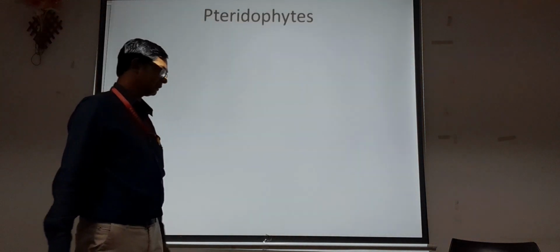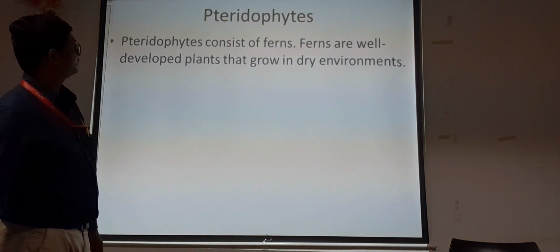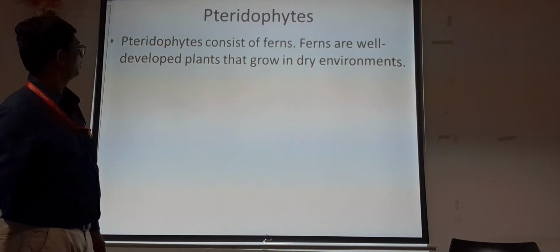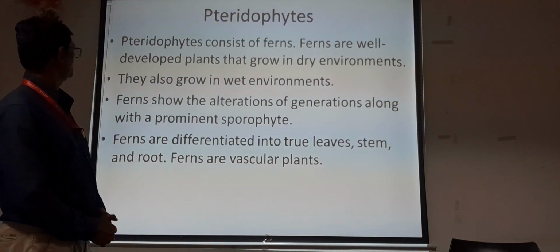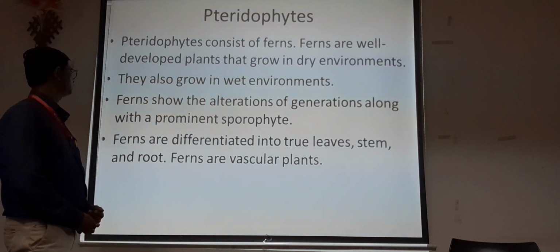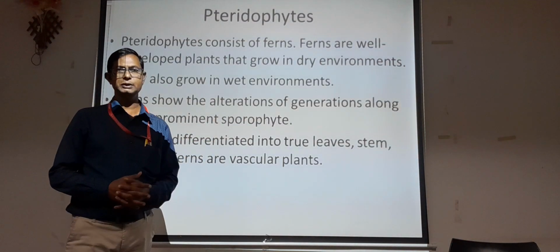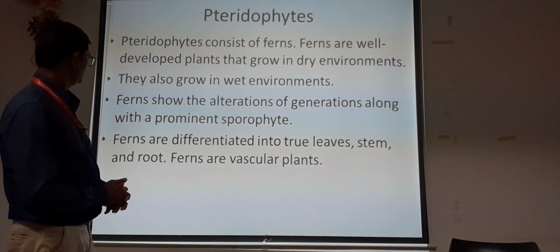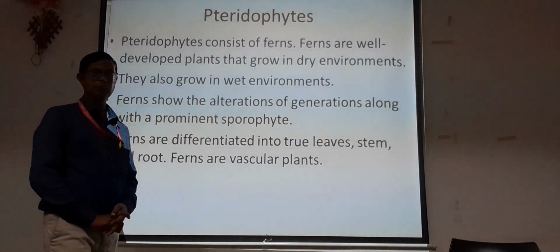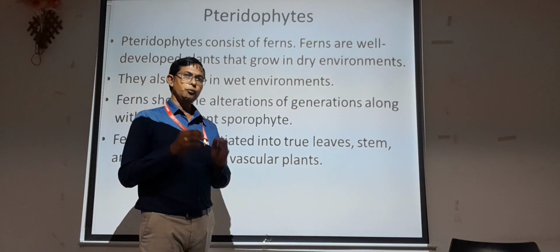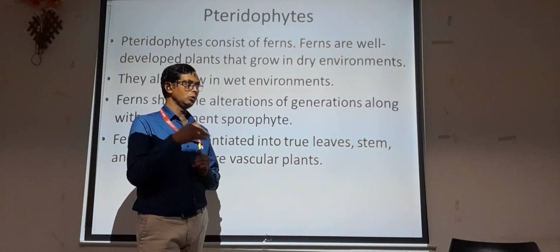Now moving to the next group, that is the Pteridophyta. Pteridophyta consists of ferns. Ferns are well-developed plants that grow in dry environments. They also grow in wet environments. Ferns show the alternation of generations along with a prominent sporophyte. So the sporophyte is prominent in pteridophytes, and ferns are differentiated into true leaves, stem and root. Ferns are vascular plants.